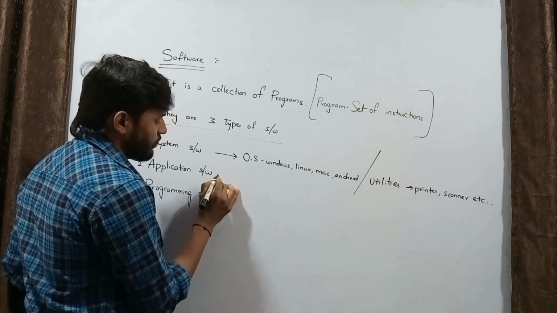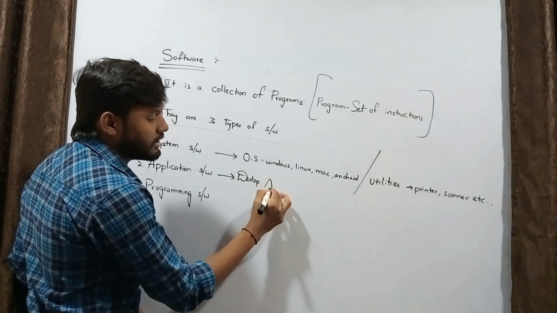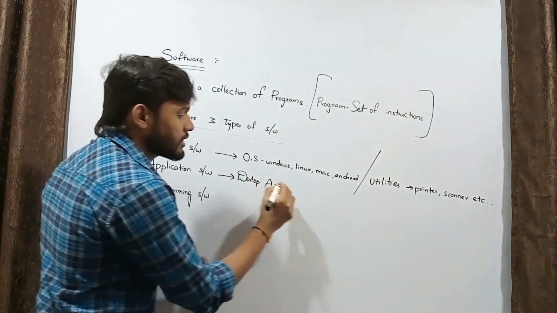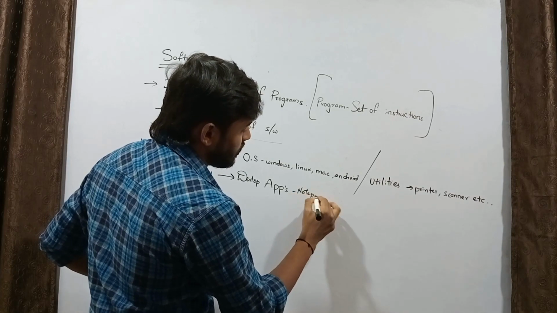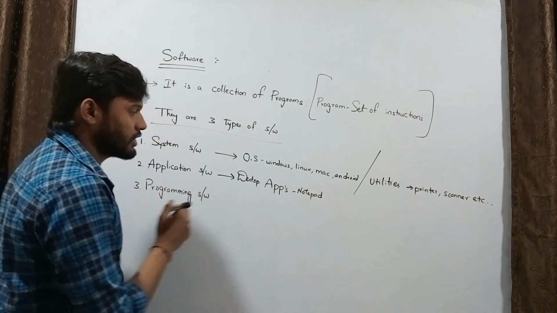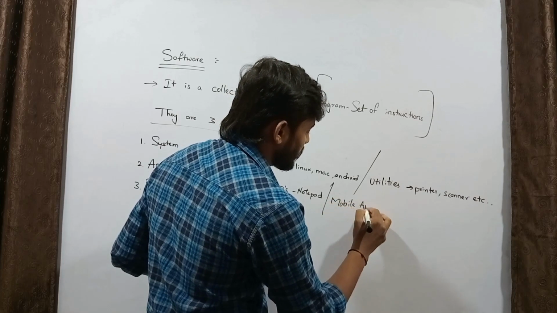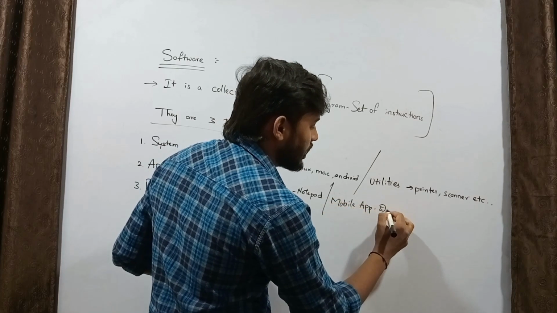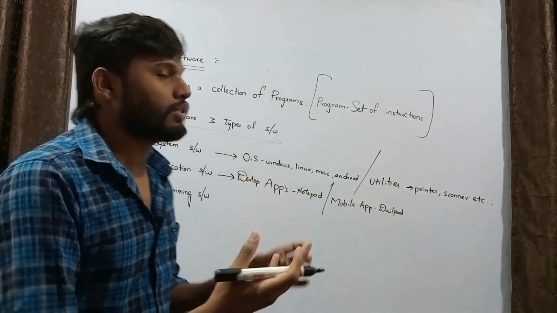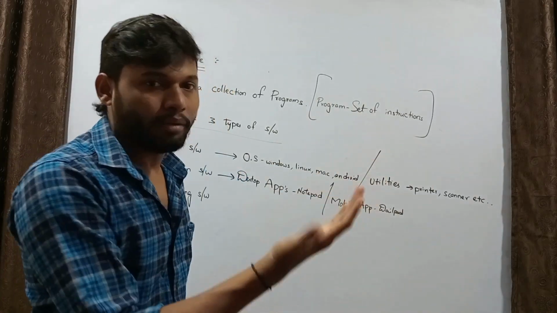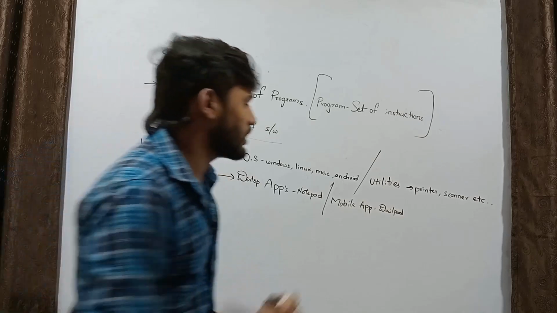Coming to application software, an application is nothing but an app: desktop apps, mobile apps. Desktop apps, for example Notepad, which is a desktop application. Mobile apps, for example the dial pad. Whenever we make any phone call, we require a dial pad to enter a number. So the dial pad is one of the mobile applications.